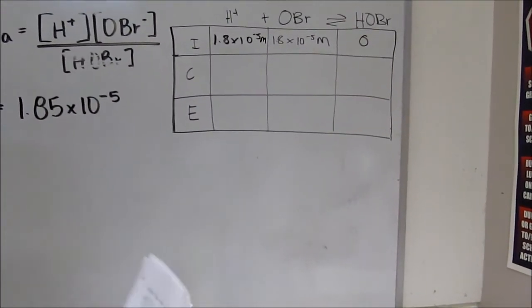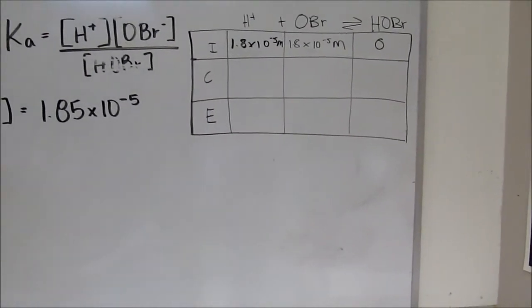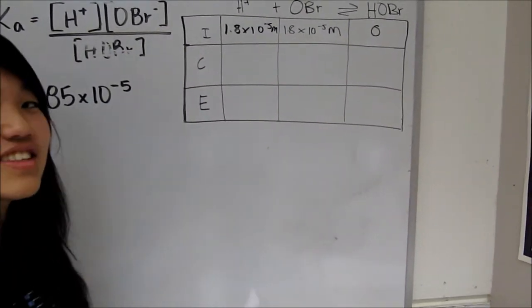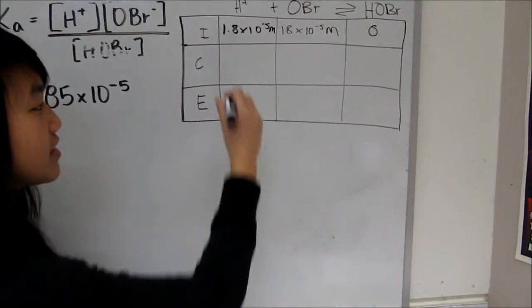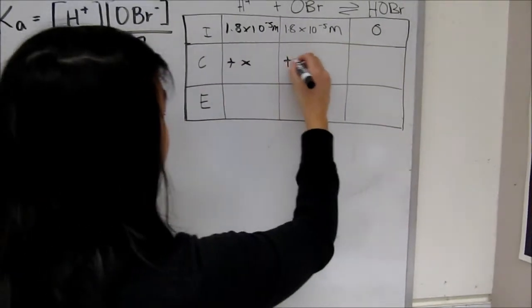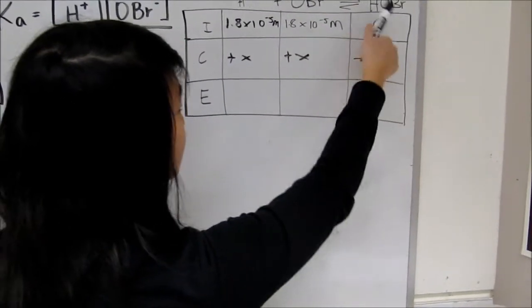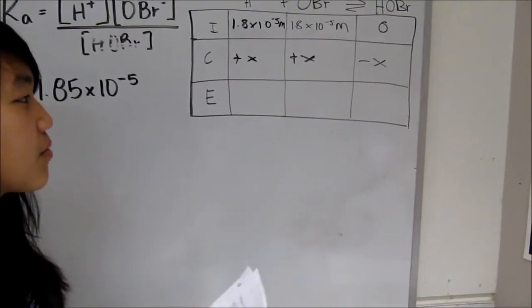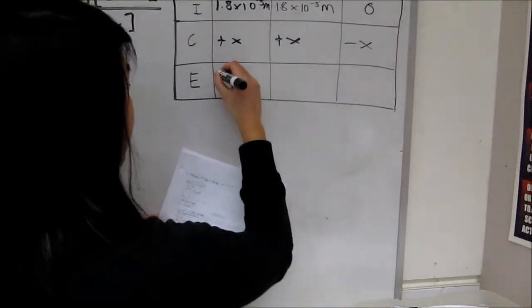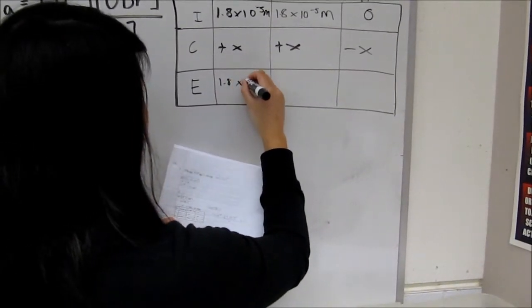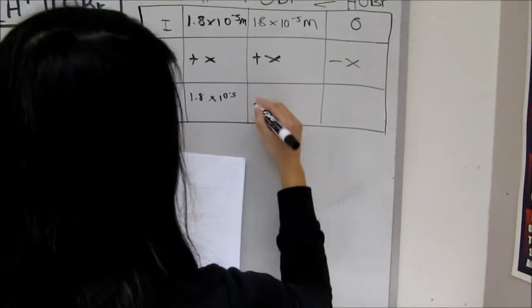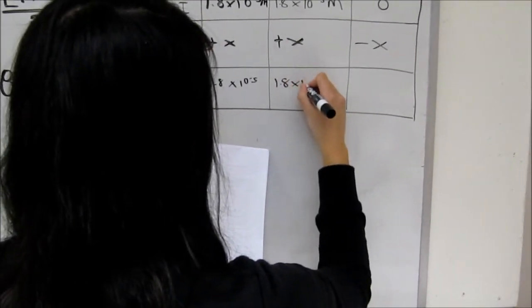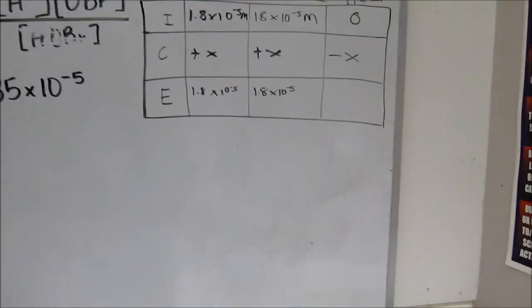And then for the change, we will have to add x and subtract x. Since H and OBr are on the same side, that would be plus x. And right here would be minus x, since it's on the different side of the equilibrium sign. You can assume that they're negligible because the x is going to be really small.